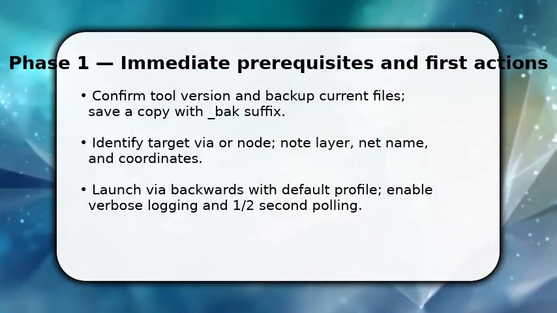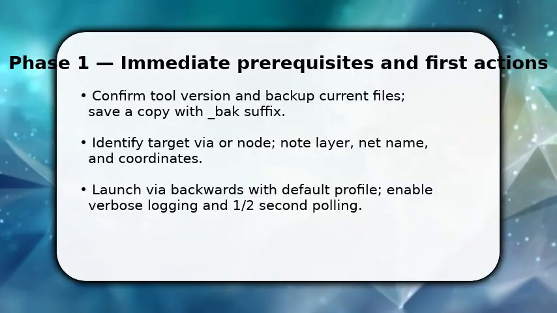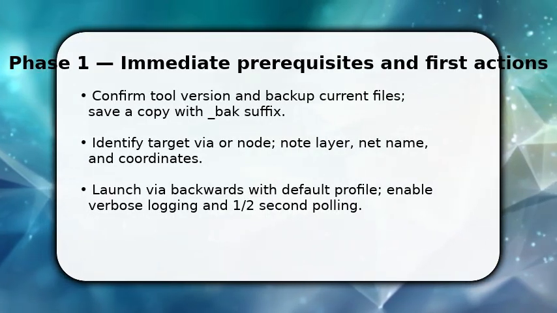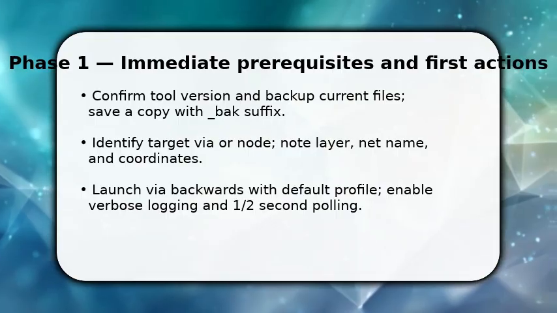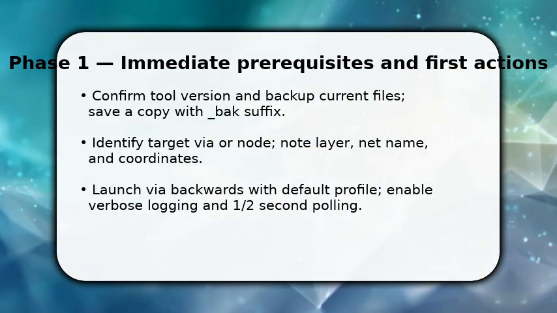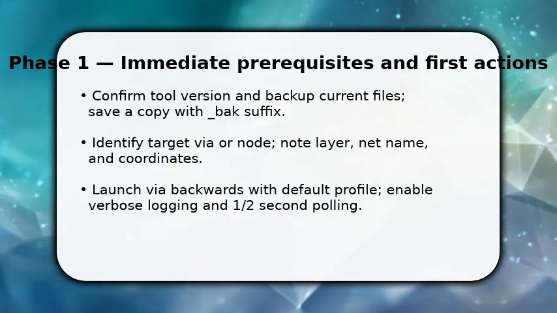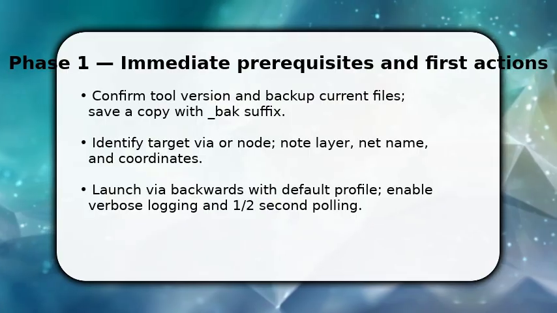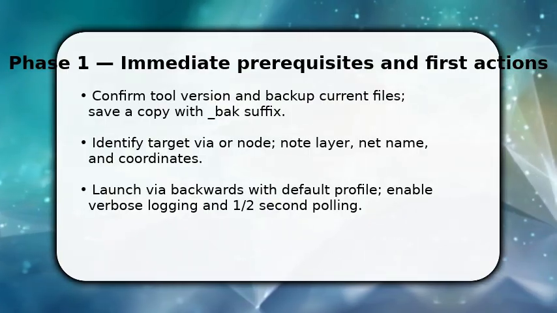You start by preparing the workspace and initiating the first actionable step. Load the updated tool, make a quick backup, and identify the exact via or node you will reverse. This saves time later. Once done, launch the via backwards flow with verbose logging so you can track each operation.